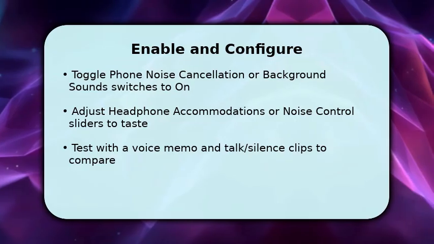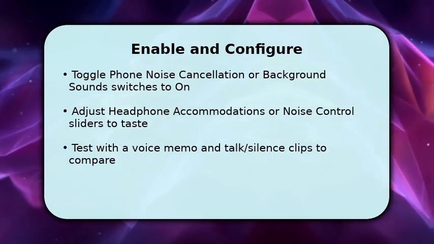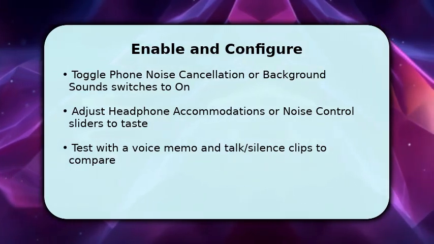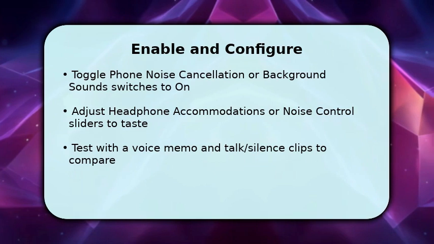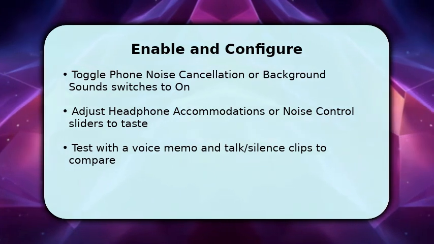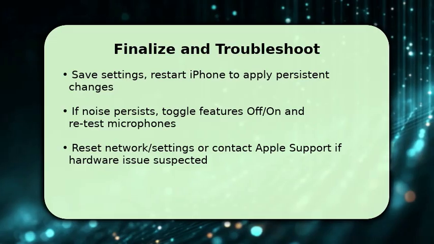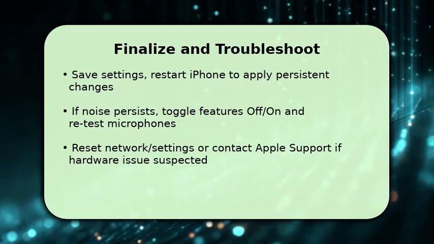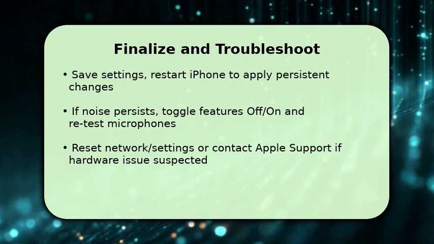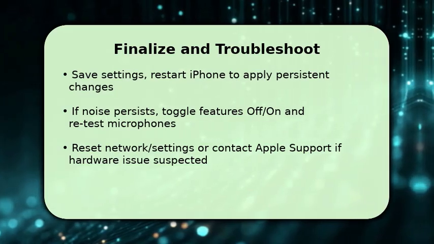Then record a short voice memo and play back test clips of speech and silence so you can hear the difference. This direct comparison shows why each setting matters. Finish by saving your adjustments and restarting the iPhone to ensure changes persist across apps and calls. After reboot, make test calls and listen for improvement.